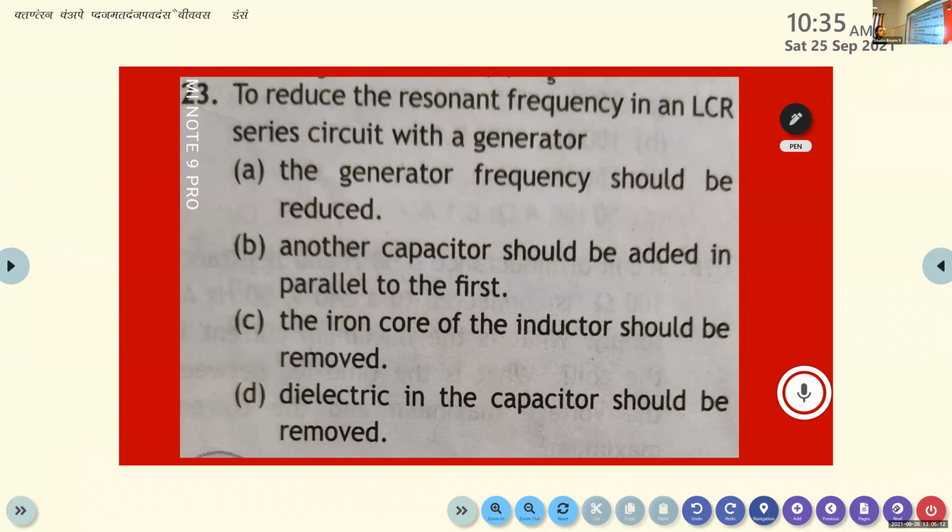Next question. To reduce the resonant frequency in an LCR series circuit with a generator, option A, the generator frequency should be reduced. Option B, another capacitor should be added in parallel to the first. Option C, the iron core of the inductor should be removed. Option D, the dielectric in the capacitor should be removed. To reduce the resonant frequency in an LCR circuit.